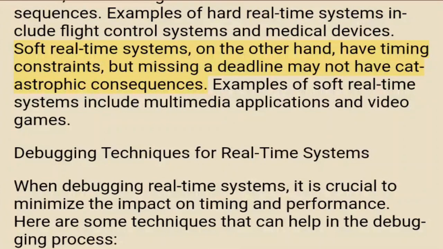Soft real-time systems, on the other hand, have timing constraints, but missing a deadline may not have catastrophic consequences. Examples of soft real-time systems include multimedia applications and video games. Debugging techniques for real-time systems.